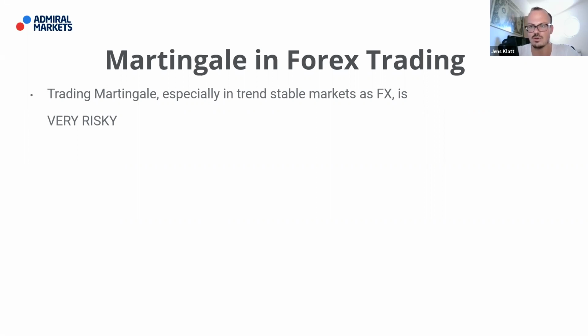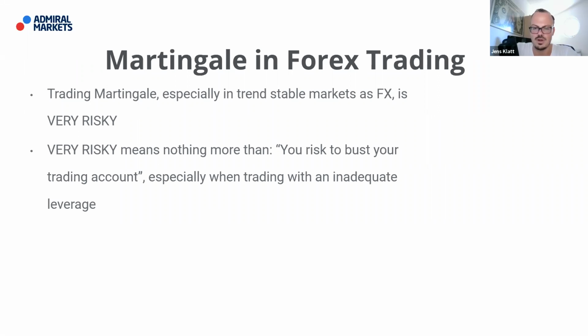So if there's usually trend stability in yields, you also usually have this trend stability in gold, for example. And why does it matter when it comes to a martingale? Because you're usually trading a mean reversion approach, which means you try to profit from a corrective move, and you start to build a position against the existing trend. This can, as in Forex, but also in treasuries and precious metals, last very, very long and can wipe out your whole account. So very risky means that you risk busting your trading account.